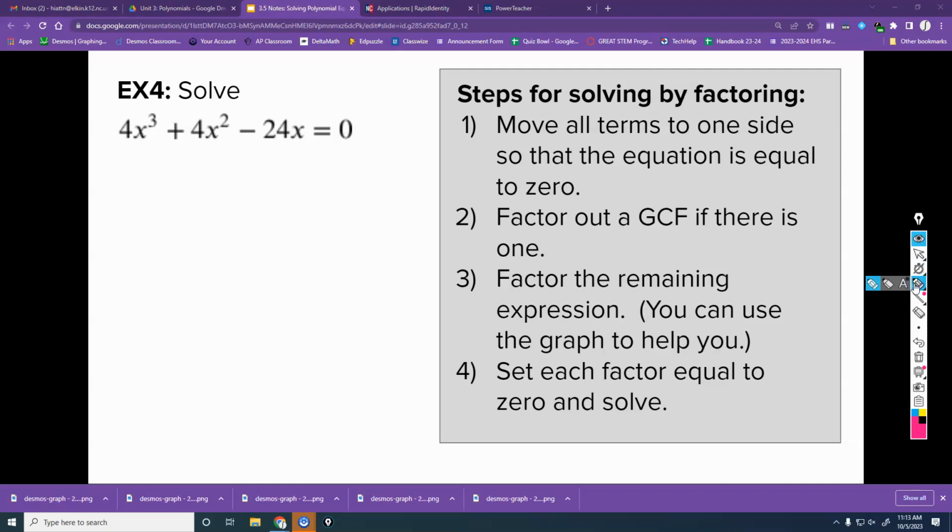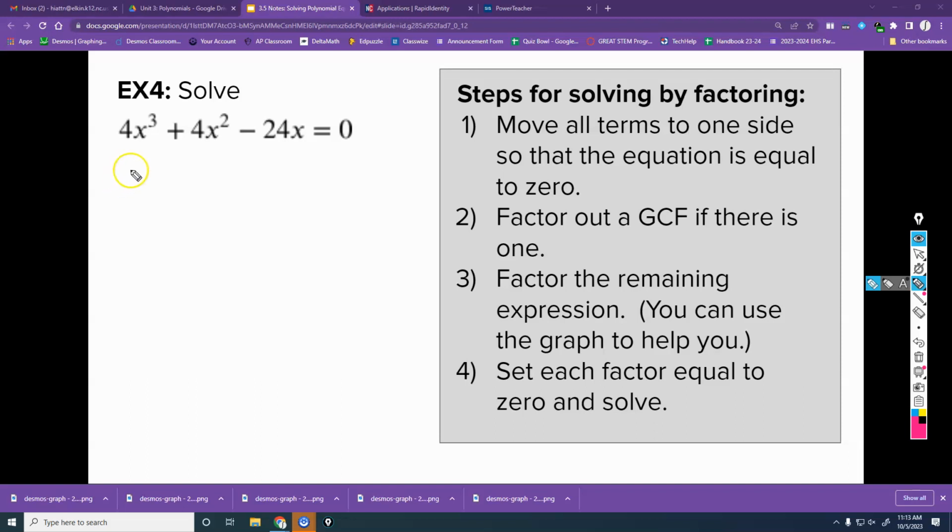So if we were going to solve this by factoring, first thing we need to do is move everything to one side. That's going to be the case for all these problems, Desmos or not, right? This one does work with Desmos, so I don't think you can't do it. I just want a more simple example. Then, if I want to factor this, the second thing I've got to do is factor out a GCF. Do I have a GCF here?